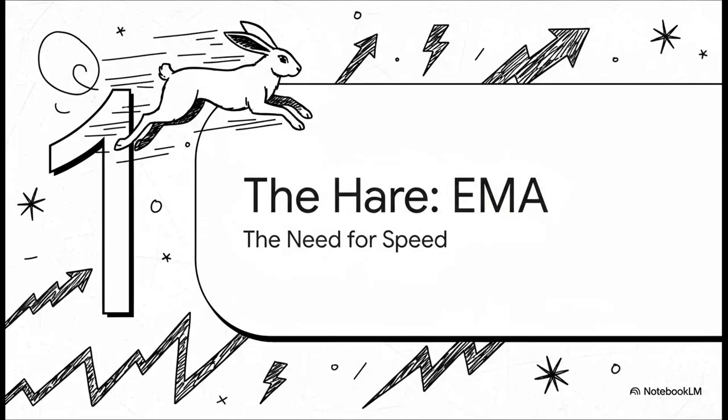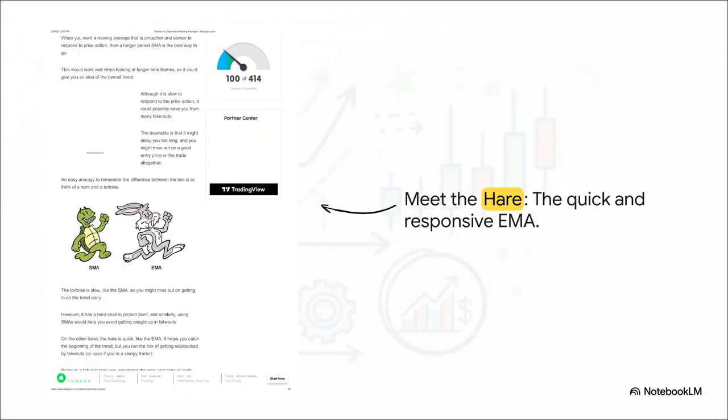Okay, first up, let's meet our speed demon, the hare of this story, the exponential moving average. Most people just call it the EMA. So yeah, the EMA is our hare, and its entire game is built on one thing: speed. It's designed to react to the newest price changes right away, which can give you a real edge in markets that are moving fast.